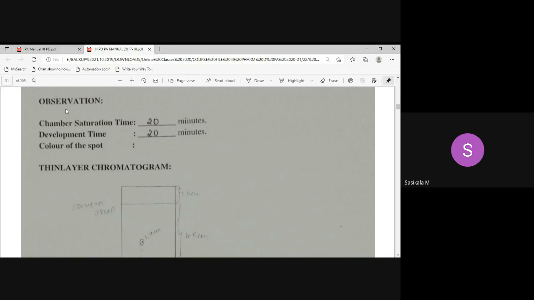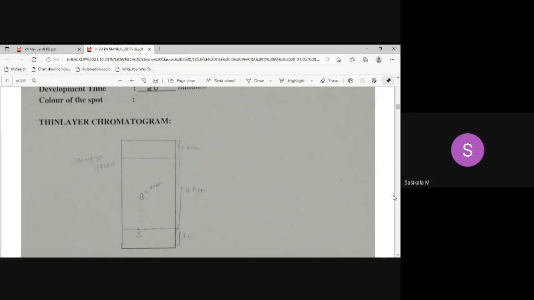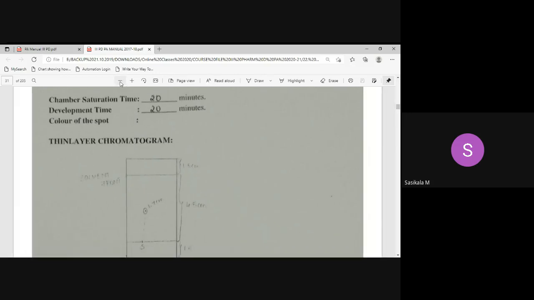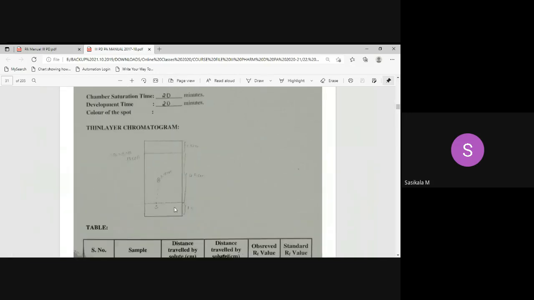Then in the observation, you need to write the chamber saturation time. The ideal chamber saturation time is 20 minutes. The same you need to copy. Then the development time is also 20 minutes. That means to move the mobile phase from the baseline to the solvent front, to reach this 4.5 centimeter distance, it has taken 20 minutes.